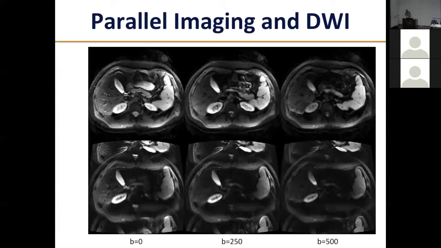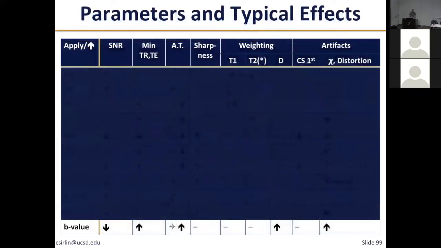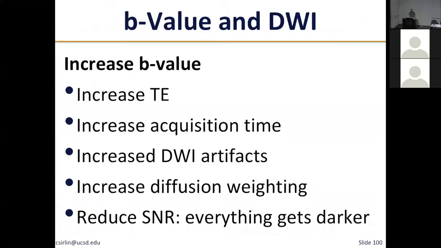And what's the difference between this image and this image? The only difference is that this was acquired with parallel imaging and this was acquired without. I don't have time to explain it, but I'd be happy to explain it later if anyone has any questions. Parallel imaging is essential for diffusion-weighted imaging. It reduces these artifacts. And finally, while we're talking about diffusion-weighted imaging, let's talk about the b-value.